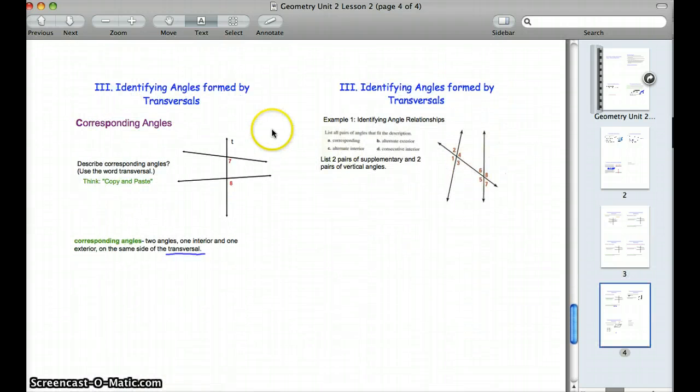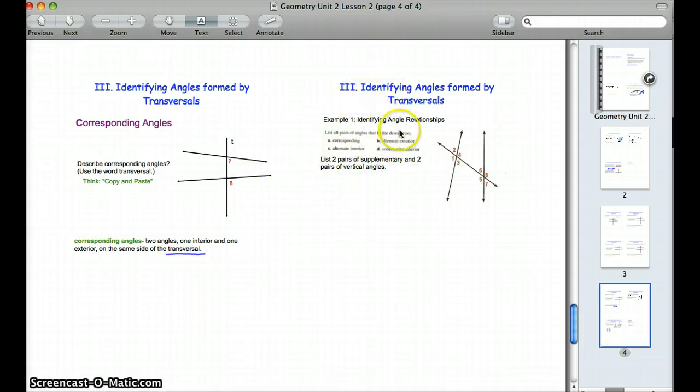Now we're going to identify angles formed by transversals. So this is called corresponding angles. So it says describe corresponding angles. So there are 2 angles, one is interior and one is exterior, and they're on the same side of the transversal. So if you can see, angle 7 is on the inside and angle 8 is on the outside. Now, 7 and 8 over here would not be corresponding. Corresponding means that they're on the same side, one's inside and one is outside. So 7 and 8 are corresponding angles.